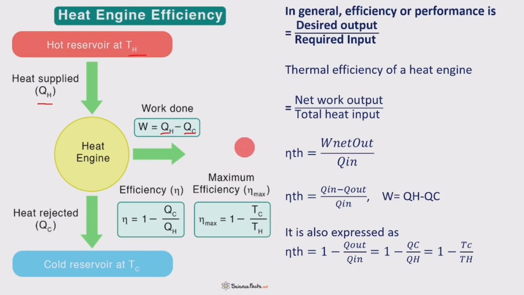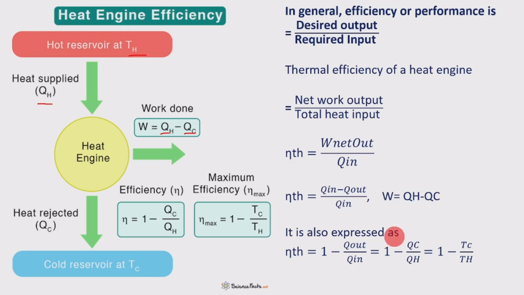And how this efficiency is calculated, that once again we'll discuss. In general, efficiency or performance is the desired output by required input. Therefore, thermal efficiency of a heat engine is net work output by total heat input. Then eta Th is W net out by Q in. The net work output can be given as heat input minus the heat output. Okay, the difference of that will be the work done. That is Q in minus Q out by Q in, where W is QH, that is the heat supplied from the hot reservoir, minus the heat rejected to the cold reservoir, QC.